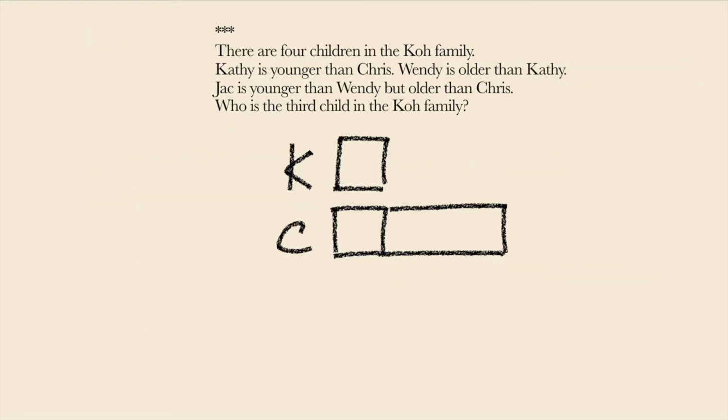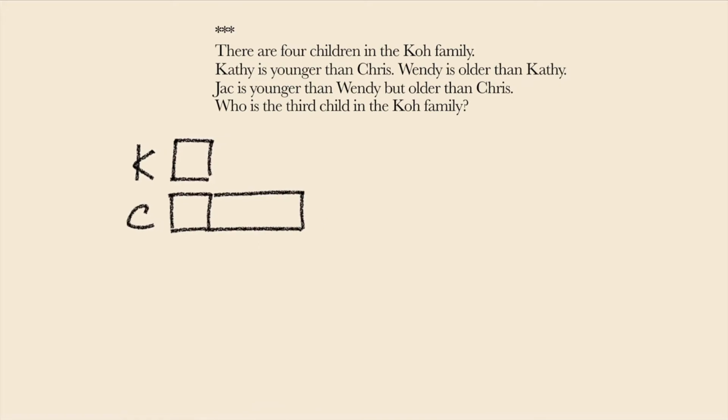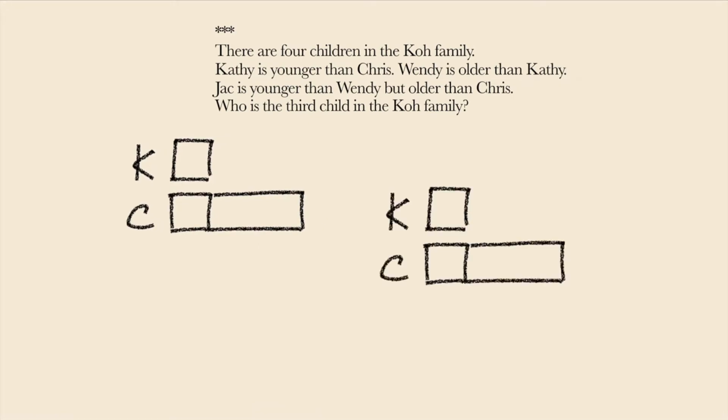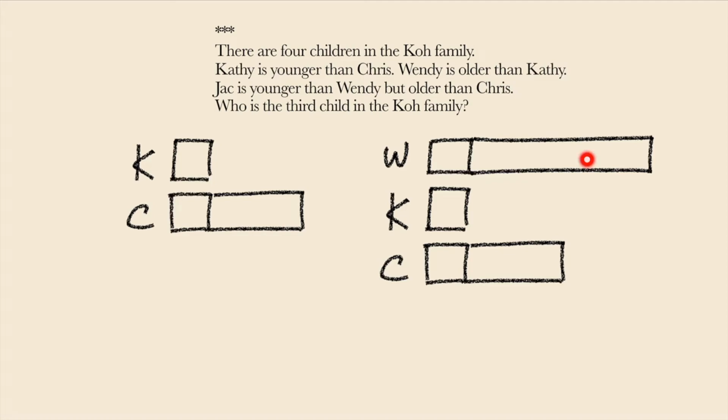Draw a model using blocks, level 3. There are 4 children in the Cole family. Kathy is younger than Chris. So I'm going to draw Kathy being shorter and Chris being longer by this difference. Next, W is older than Kathy. So what we can do is draw what we have, but add on top W being older than K. So let's have a much longer bar than K.